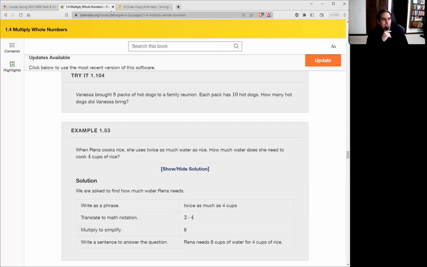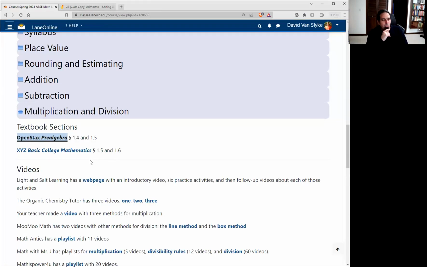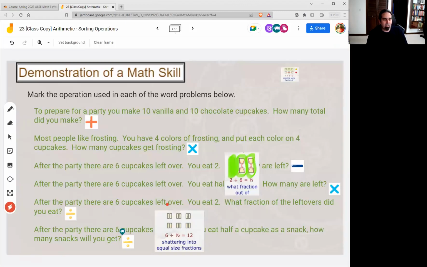Do that a few times. And if you don't get it right, bring it to class. And next class, ask me, teacher, how come this one is division? That doesn't make sense to me. And we can talk about it together.